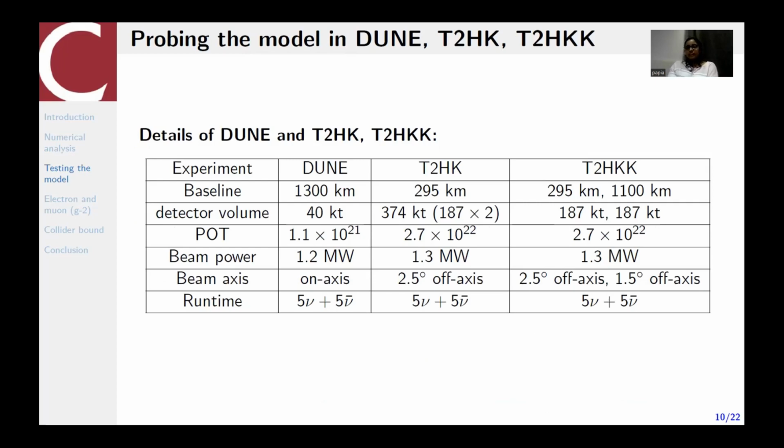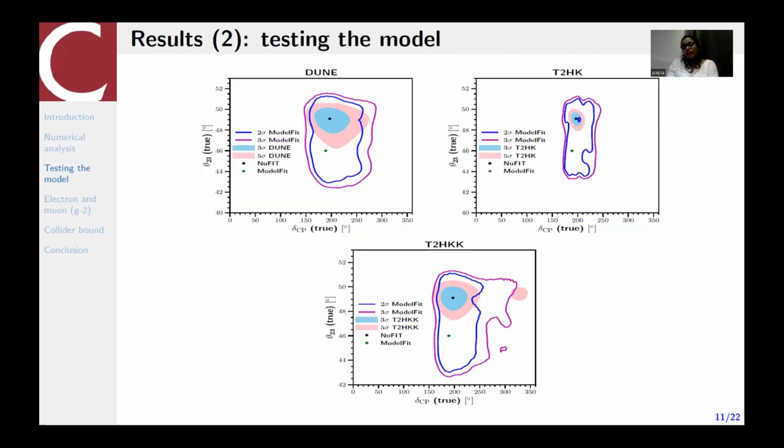For that, I have taken 3 future long baseline experiments: DUNE, T2HK, T2HKK. I think all of you have heard about these experiments very well, so I don't want to spend much time on them and am going directly to the result. Here I have plotted theta 23 versus delta CP. The values of theta 23 and delta CP coming from our model we have taken as test values, and we have taken the new fit values as the true values, so that we can have these plots.